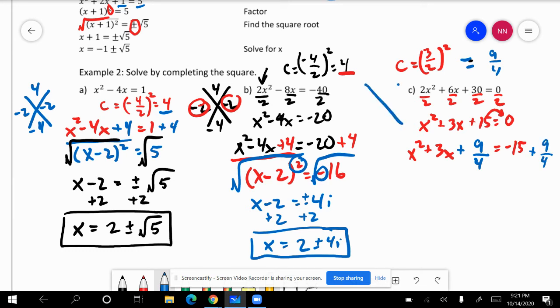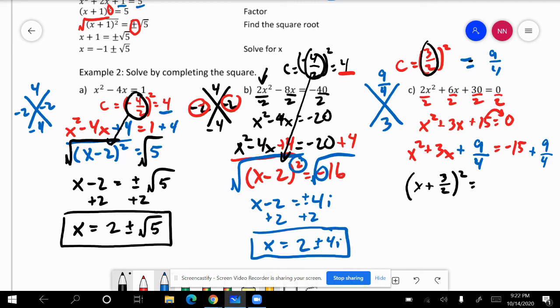When I factor this, I'm looking for two numbers that multiply together give us 9/4, add up to 3. Now, this is kind of difficult, but just a hint, if we're looking at the number inside each of our parentheses, that right there is 3/2. This is how we're going to factor it: x plus 3/2 squared. On the other side, I need a common denominator, so that would be 4. If I multiply the negative 15 by 4, I get negative 60. And then I have 9.